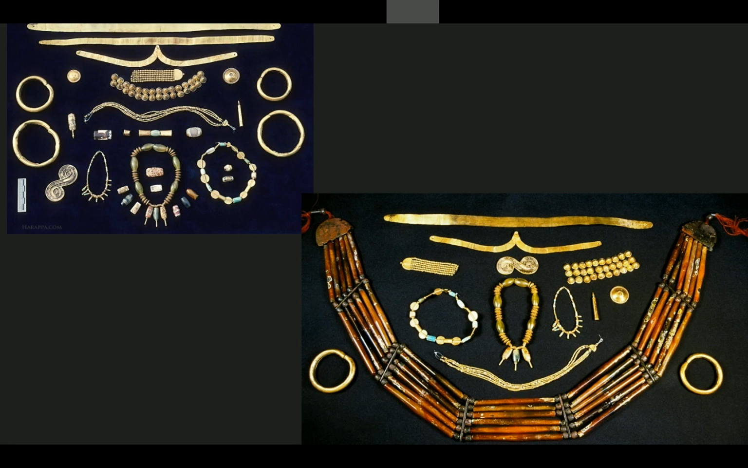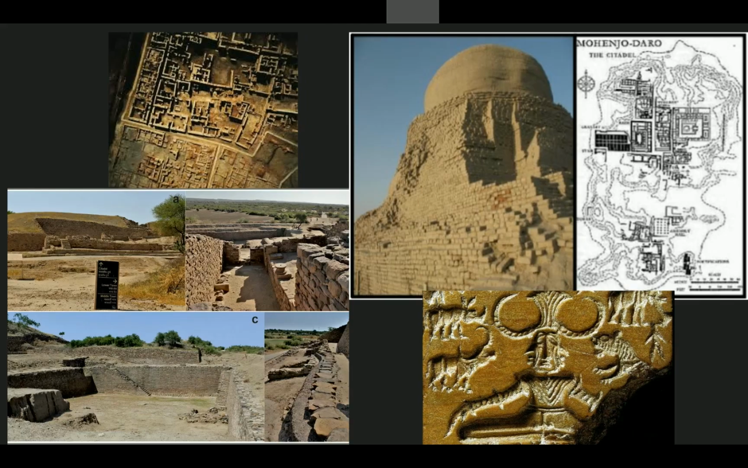We have examples of pottery, dye work. Here we see the metal work, or the bead making and metal working, which attests to this stratified society.